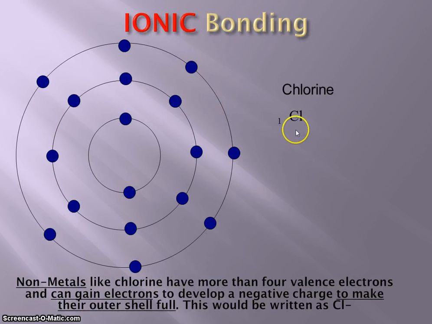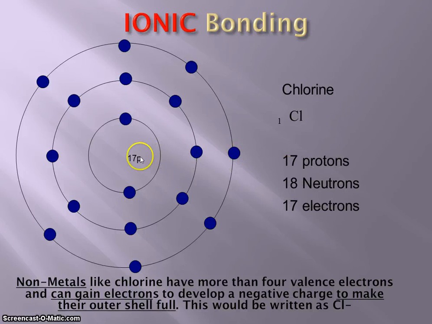Okay, now we're going to look at chlorine. Chlorine is a nonmetal. Here you can see chlorine has 1, 2, 3, 4, 5, 6, 7 valence electrons, right? 17 protons, 18 neutrons in our nucleus, and 7 electrons in that outer shell. It's more than likely going to gain an electron to make its outer shell full, making it Cl negative, a negative ion.